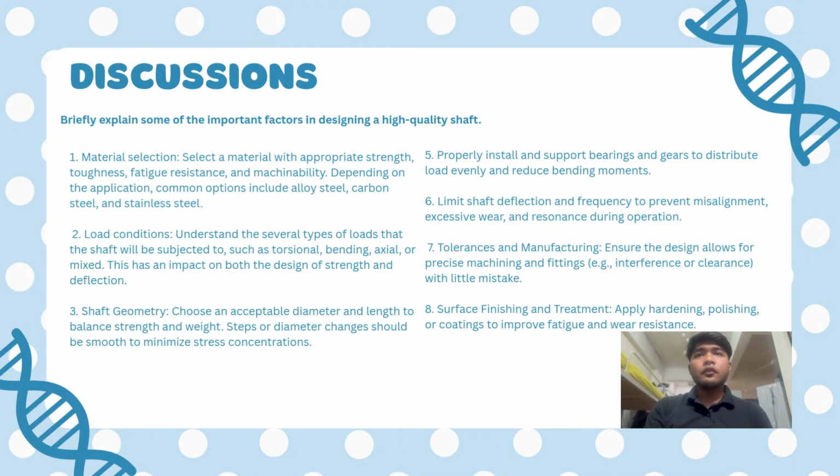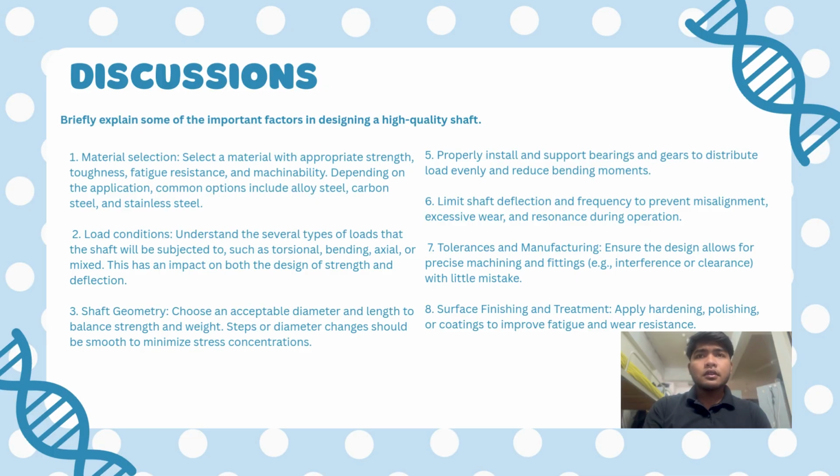Okay, next question for the discussions. Briefly explain some of the important factors in designing a high quality shaft. Okay, the answer is, the first one, material selection. Select a material with appropriate strength, toughness, fatigue resistance, and machinability depending on the application. Common options include alloy steel, carbon steel, and stainless steel.